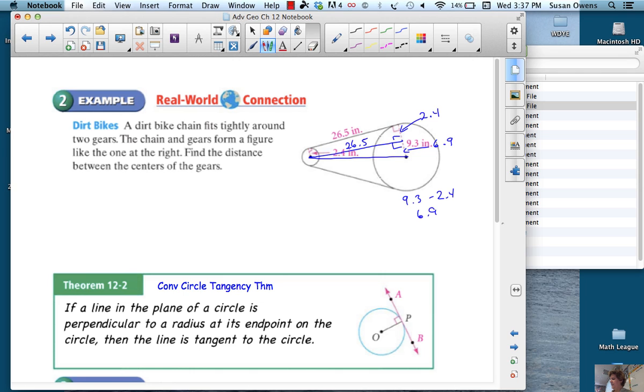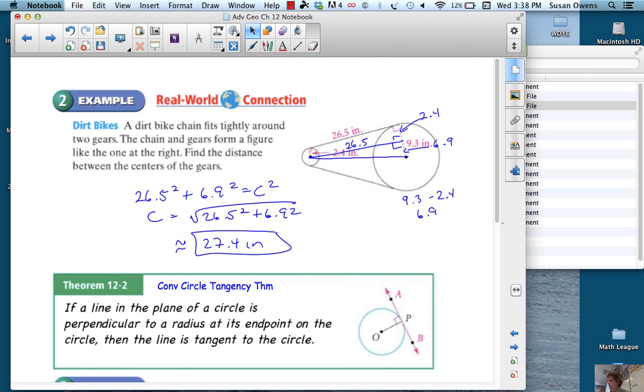So now what I can do is set up, and I think what causes issues with this one is the fact that that right triangle is upside down, so be careful. I can say that if I take the 26.5 squared plus the 6.9 squared, that has to be the hypotenuse squared. So C is going to be the square root of 26.5 squared plus 6.9 squared. And then I'm just going to put that in my calculator because I can have a rounded answer. So 26.5 squared plus 6.9 squared, and I get about 27.4 inches.